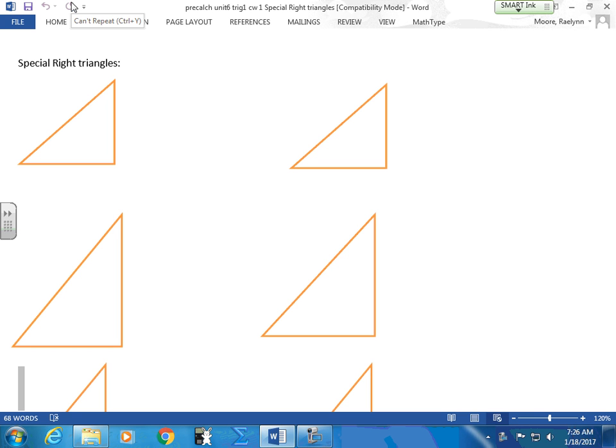These are two triangles that, if you don't know them, memorize them. Memorize them, because we will be using these triangles for probably the next month, at least a month or a month and a half. So, a right angle.